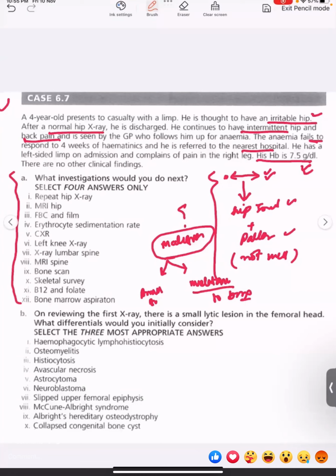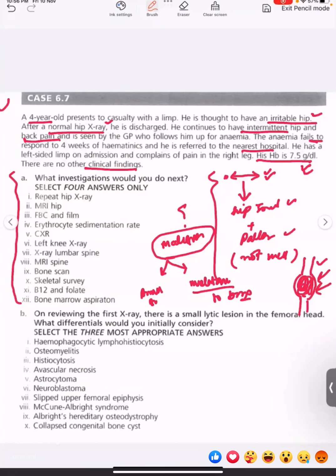Septic arthritis, this is not a case of septic arthritis. What is the typical presentation of septic arthritis? Which joint is involved? That joint is swollen and painful. Here they say there is no clinical finding, so the joint is not involved. This patient came to me with a normal hip X-ray, but the patient is going to have the features of joint involvement again and again.